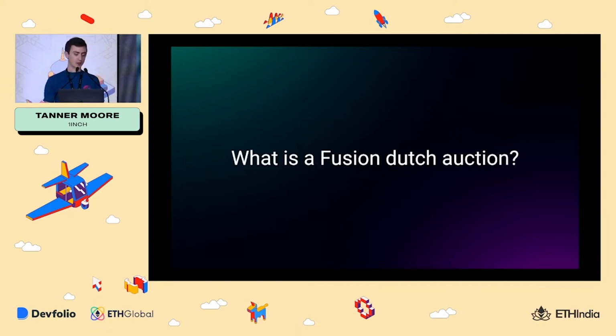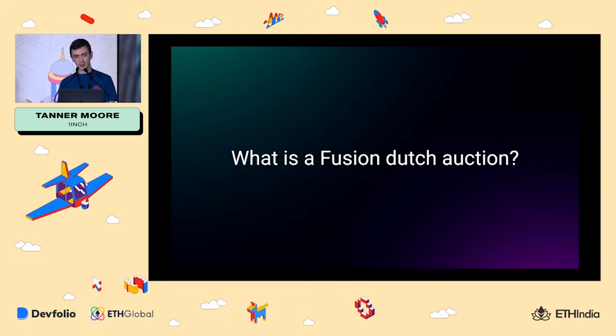So there were a lot of terms that were listed in that last slide, so let's break them down. What is a Fusion Dutch auction? Or more generically, what is a Dutch auction? In a traditional auction, you start at a very low price, and over time, it goes higher and higher until eventually there's only one bidder left, and that's the price that the item is sold at.